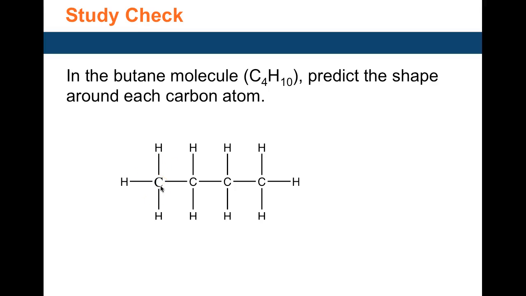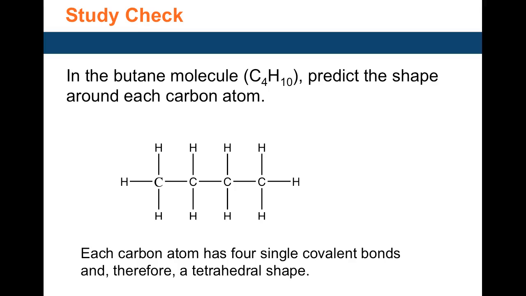So in actuality it won't be flat like this, it'll go up like this, come down, then go up again. It's kind of a zigzag type of shape. So each carbon has four covalent bonds and a tetrahedral shape around each carbon.